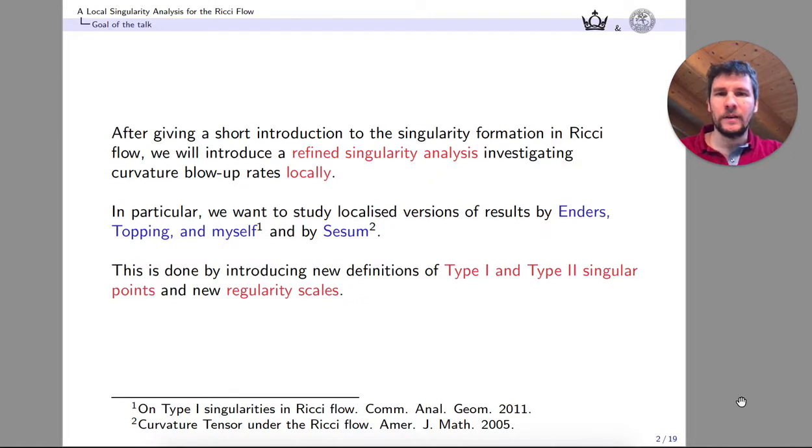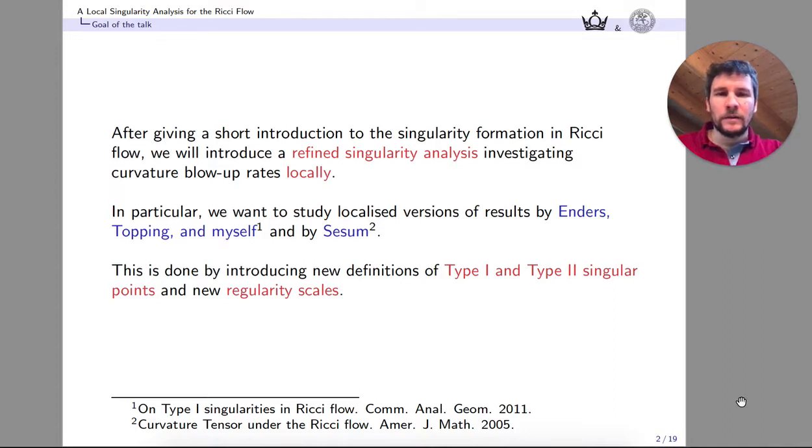The goal of this talk is to introduce a refined local singularity analysis for the Ricci flow, which investigates curvature blowups locally. In particular, we want to localize or generalize results of Jörg Enders, Peter Topping, and myself, and a result of Natasha Sesum. All of this is done by introducing new definitions of type 1 and type 2 singular points in a Ricci flow and introducing new regularity scales.